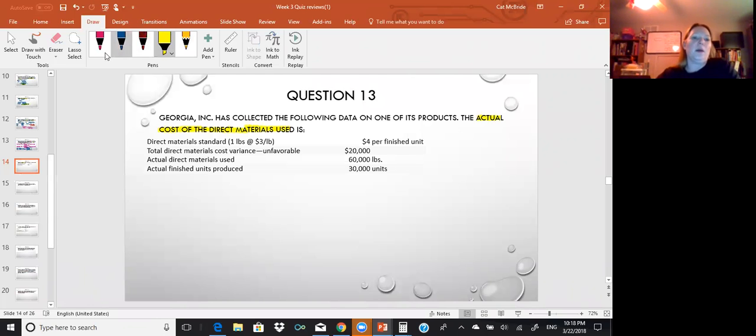So we're given the budget, right? This is the budget because it says standard. So our budget is we plan to use 1 pound at $3 per pound per unit, so we plan to spend $4 per unit on materials. We had an unfavorable variance of $20,000. We actually used 60,000 pounds and we actually produced 30,000 units. So we have to back into this.